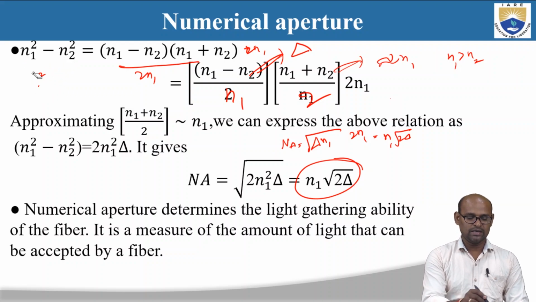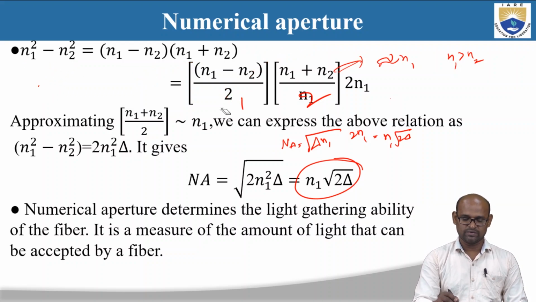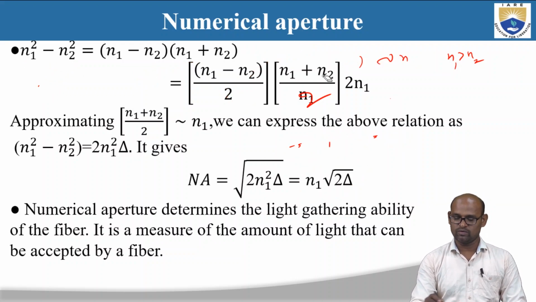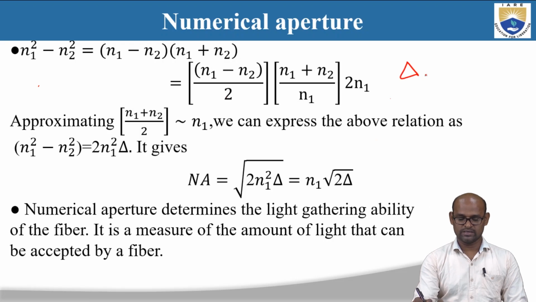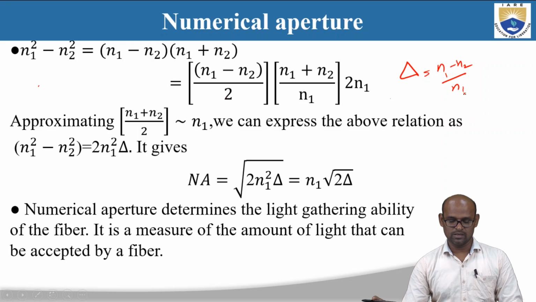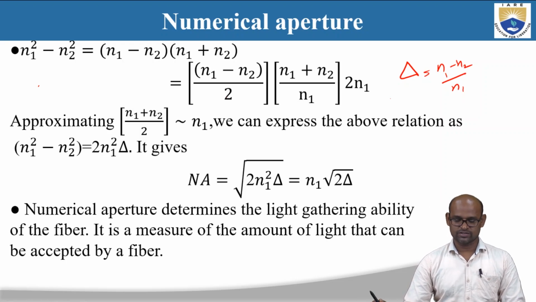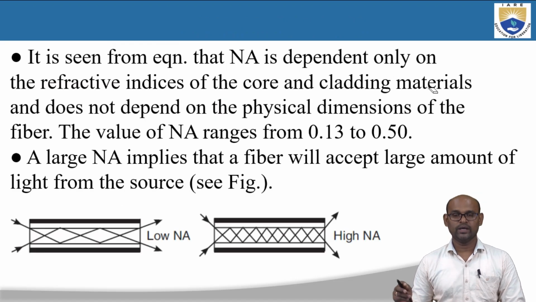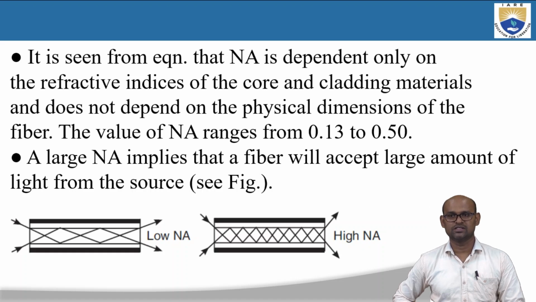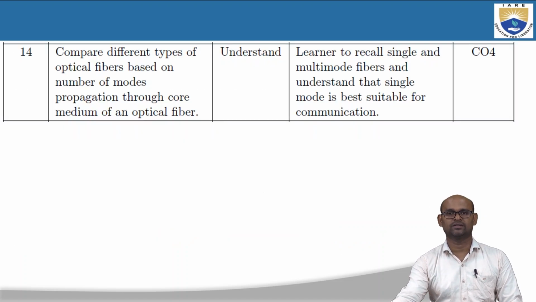So you can write down numerical aperture in terms of fractional refractive index. So we are defining fractional refractive index delta as (n1 minus n2) by n1. High numerical aperture means good light gathering ability and good efficiency. Low numerical aperture means not very efficient in gathering the light.